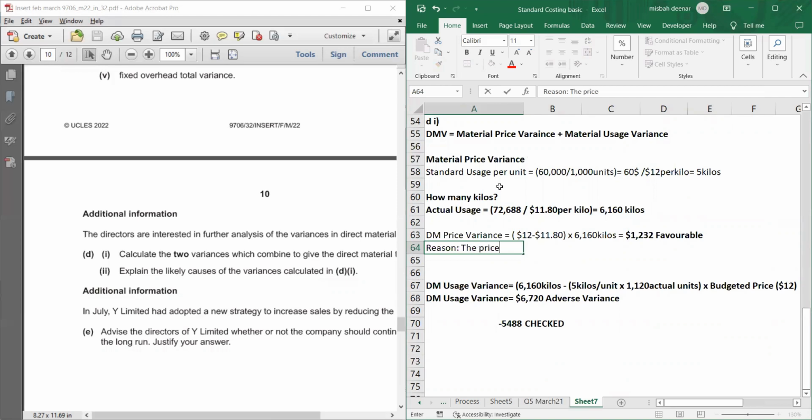that if we can see there's a reduction in price, the price per kilo has been reduced due to discounts given by the supplier because of the large orders, or we have found a cheaper supplier. Any of the reasons you can write for why the price per kilo was reduced.